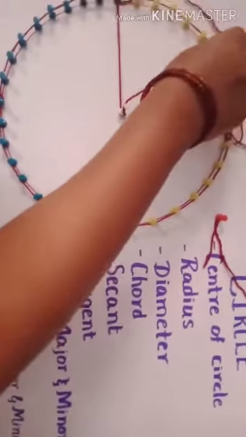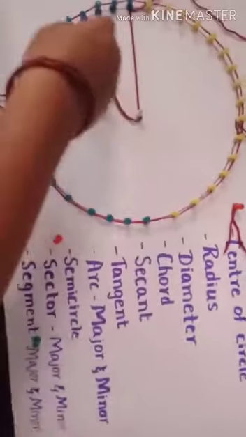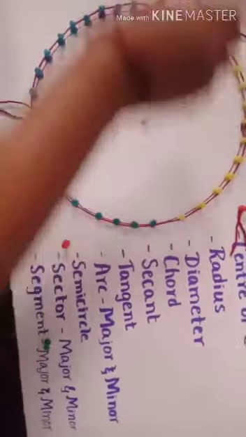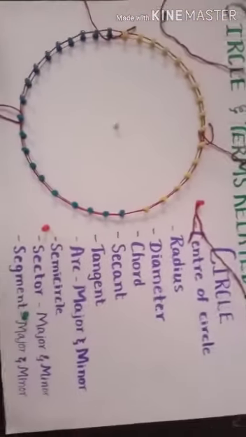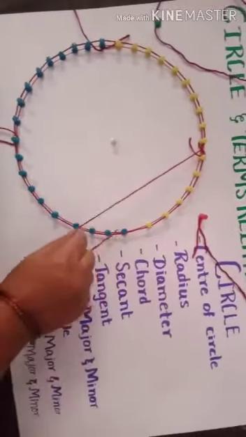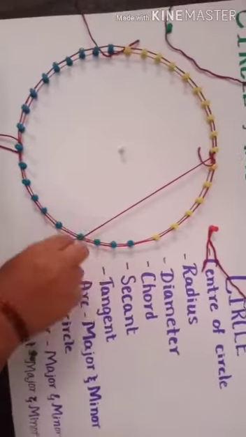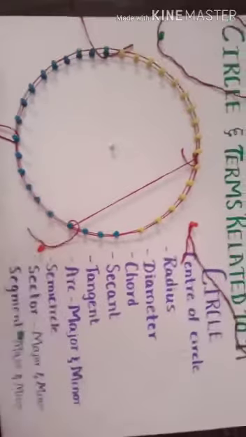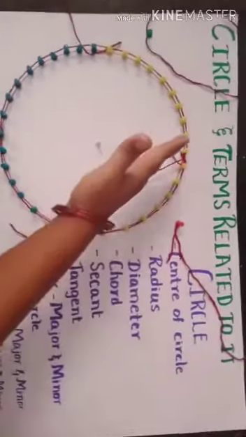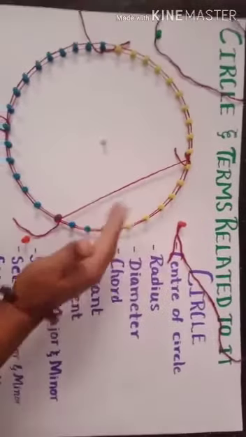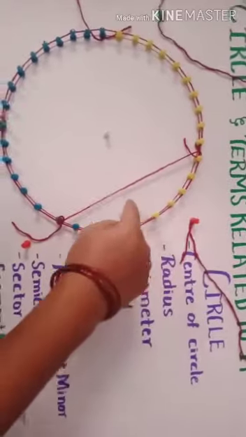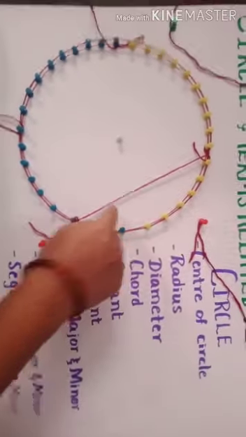Now next, the last part we will study: the segment. Now what is a segment? A segment is the area or region enclosed between a chord and an arc. So what we have got here is a chord and an arc, and the area enclosed between this chord and arc we call a segment.